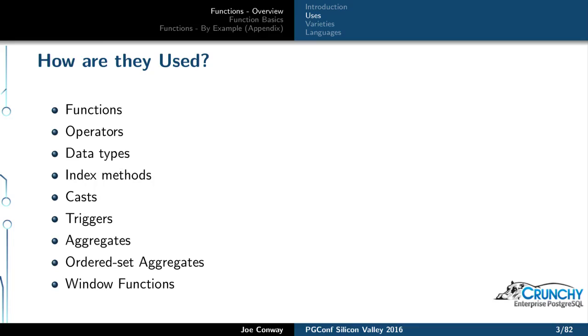What are they used for? Obviously functions are used in and of themselves as functions, but basically all of the operators in the system, if you take 2 + 2 = 4, that plus sign is really just a representation of a function. There's a function underneath the plus sign. The data types, all the data types have functions that are used for taking the data in and storing it, as well as expressing the data back to the user.